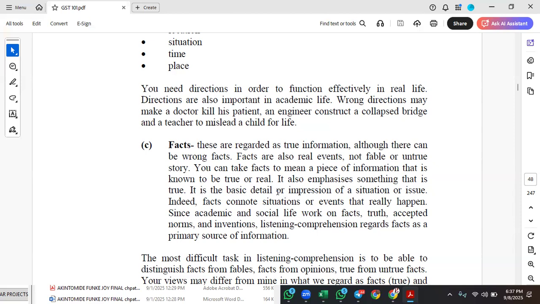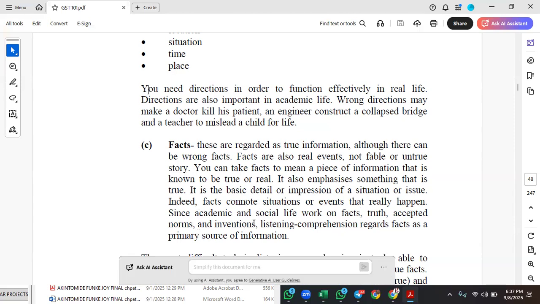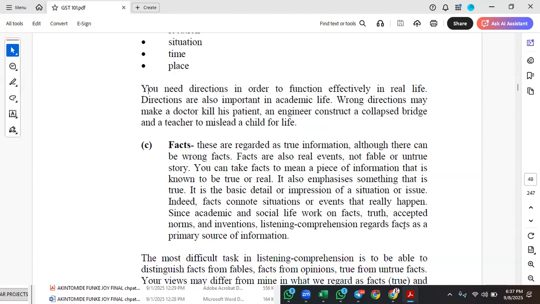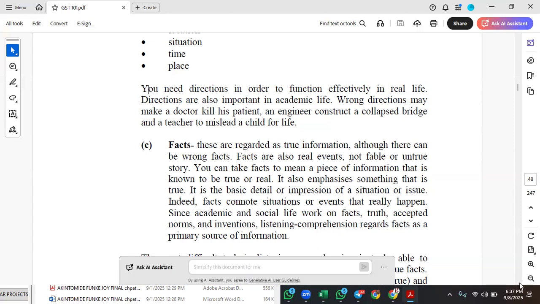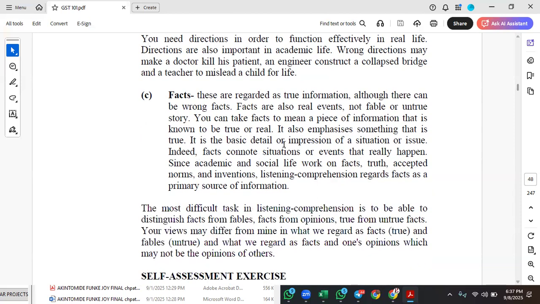It is the basic detail or impression of a situation or issue. Indeed, fact connotes situations or events that really happen. Since academic and social life work on facts, truth, accepted norms, and inventions, listening comprehension regards facts as a primary source of information. Now, when we talk about facts, those are things we already know that are somehow real.